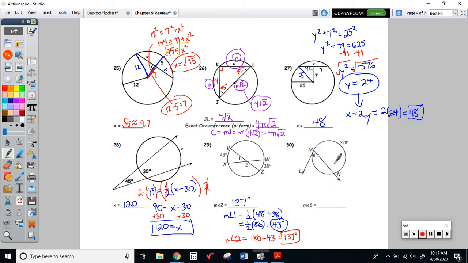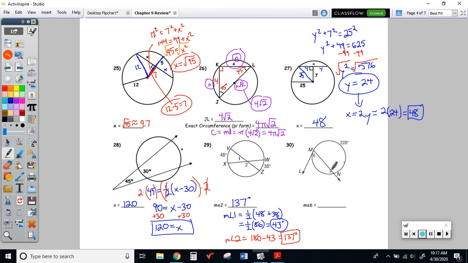This one, number 30, it looks like we've got a tangent and a secant here. In those problems, it's supposed to be 1/2. It's kind of like an inscribed angle. The vertex is on the circle. The formula ends up being the same as what it is for an inscribed angle. It's 1/2 of the intercepted arc.